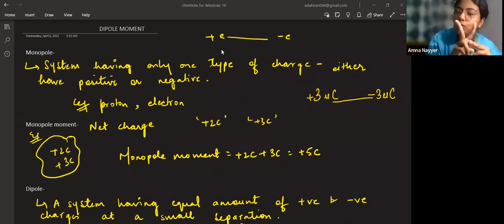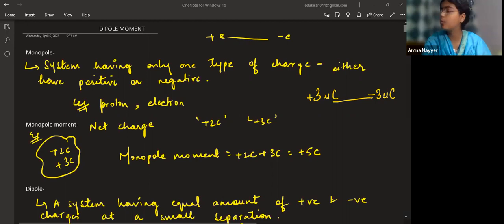When I have two charges that have opposite signs, one positive, other negative, but with the same magnitude, means if one charge is plus 5 coulomb, other has to be minus 5 coulombs only. This type of set of two charges with a certain separation between them, having same magnitude but opposite sign, is called a dipole, right? So we calculate the dipole moment.